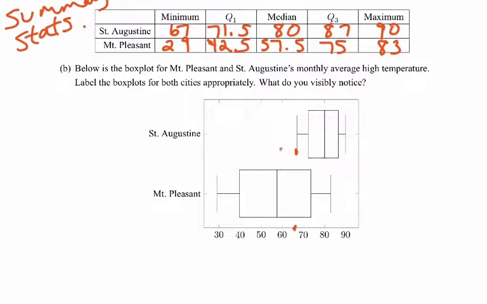So this is 67, down here, and then Q1, the 71.5, is going to be right here at the edge of the box. So that's going to be Q1. The median is the line in the middle of the box. That's where the 80 is, and if you look on your paper, that corresponds to a temperature of 80. And then Q3 of 87 is going to correspond to this edge right here for the box. And then the maximum temperature is going to correspond to this upper whisker at 90 degrees. Okay, make a little bit of space here. And then let's look at Mount Pleasant. Let's look at the same numbers for Mount Pleasant.